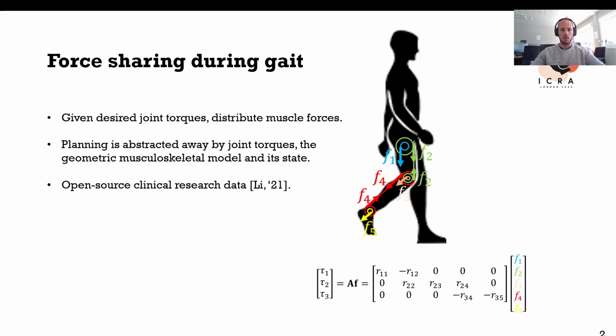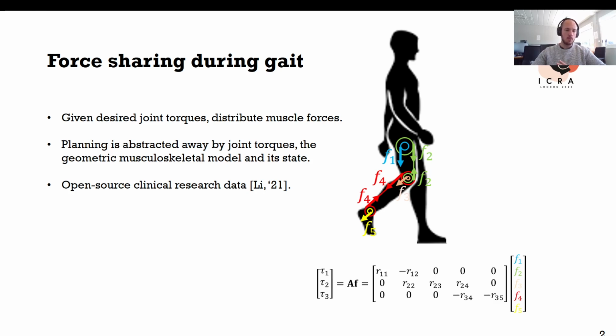inverse optimal control. We have been studying the force sharing problem during gait, which is the task of distributing muscle forces to obtain desired torques in the joints. We abstract away the feed trajectory and joint torque planning, focusing only on muscle force sharing when the torques in the state of the body are already known. The muscle forces are related linearly to the joint torques via their moment arms, defined by the geometry of the muscle-ligament joint connection. The illustration is depicting this.